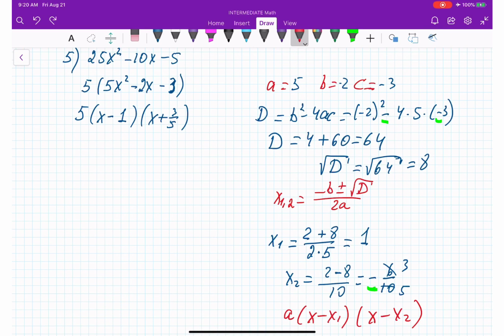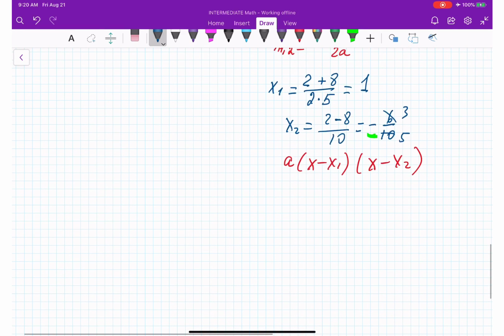All right, and now I'm going to avoid the fraction. So what I'm going to do, I'm going to distribute 5 by this parenthesis, because there is a fraction and the denominator is 5. So I'm going to get x minus 1, and I will get 5x plus 3. And we got the answer. All right. Okay. Next one.